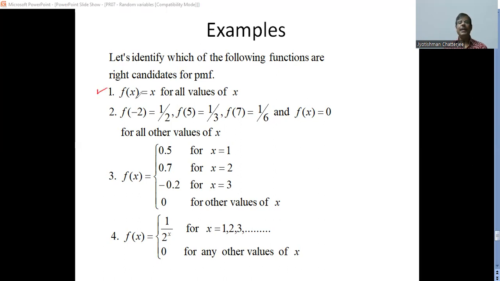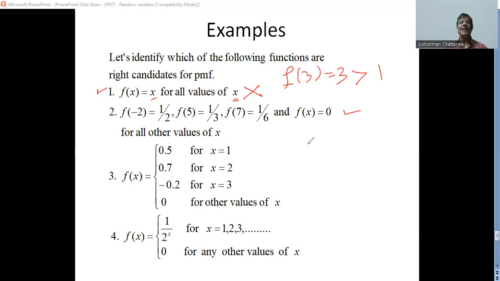1. f(x) equal to small x for all values of x. Is it a PMF? Is it a possible candidate for PMF? Answer is no, because f of 3 is equal to 3. That's greater than 1. It's not in the range 0 to 1. That's why this is not the right candidate.